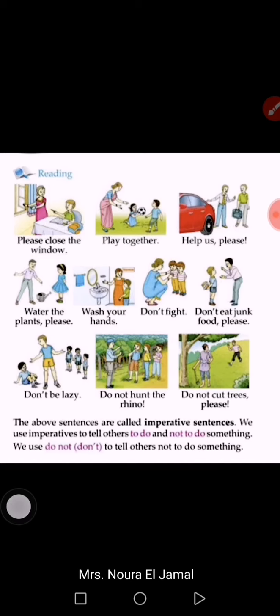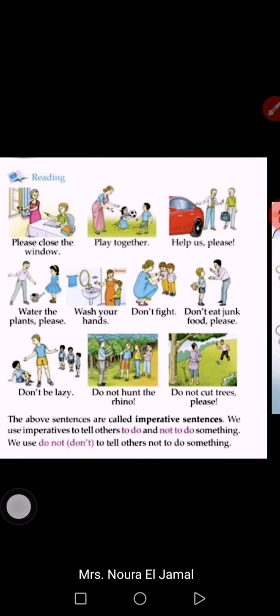What's the meaning of base form? The verb without anything. We don't add anything to the verb. The verb in the base form. Like play together. We don't say here playing together. No, play together. Don't add anything to the verb. Help, water, wash. Like this.